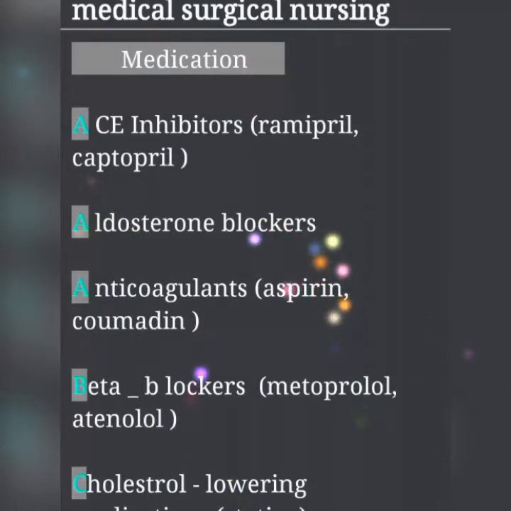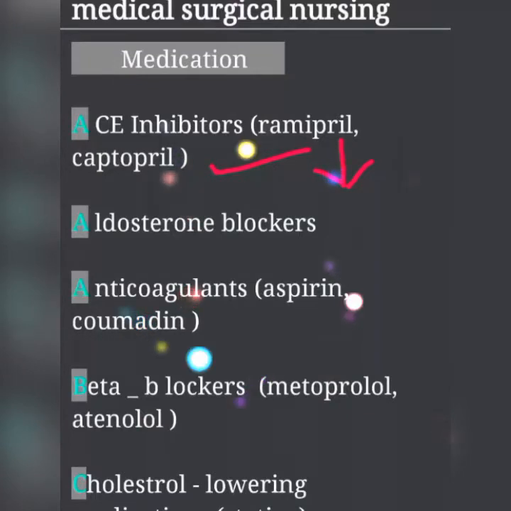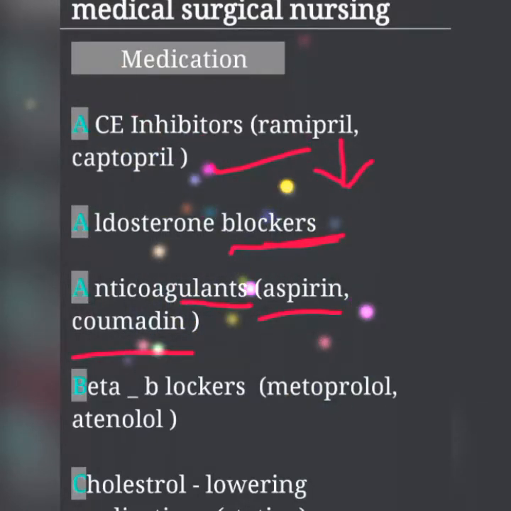Medications include ACE inhibitors, that is ramipril, captopril, enalapril, which lower blood pressure and reduce strain on the heart. The aldosterone blockers include Aldactone, which may be used in severe congestive heart failure. Next are the anticoagulants, which include aspirin, Coumadin, and Plavix, which prevent the formation of blood clots.